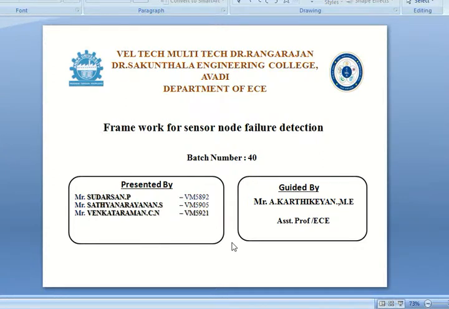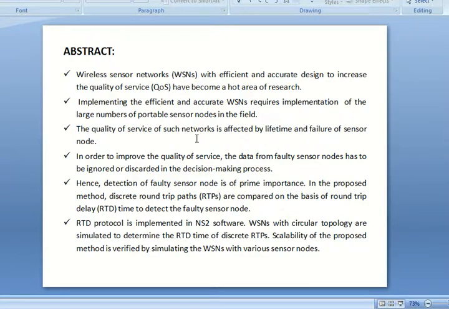We are the students of Welltech Multitech Engineering College, Department of ECE. We have done our final year project on Framework for Sensor Node Failure Detection, which is implemented with the help of NS2 simulator. The abstract of our project is: wireless sensor network is designed to increase the quality of service.